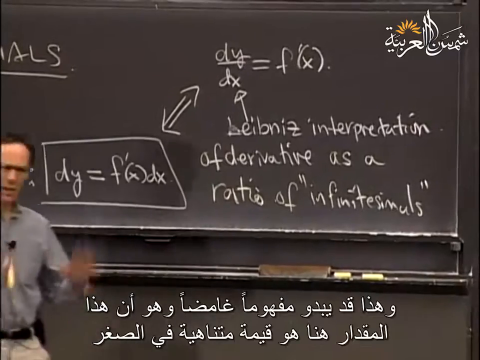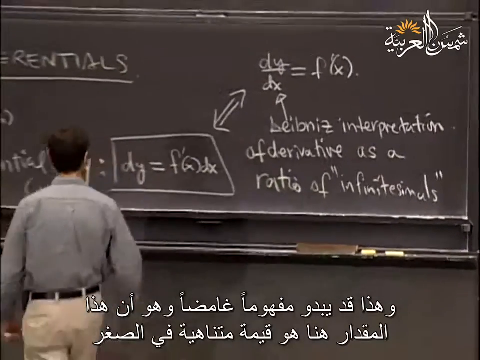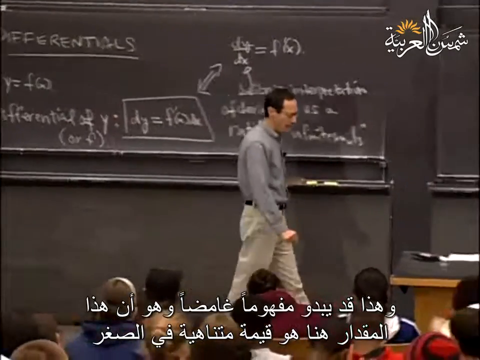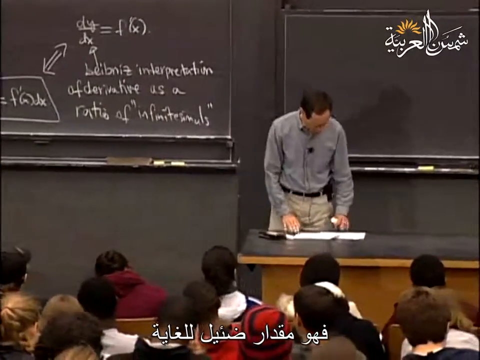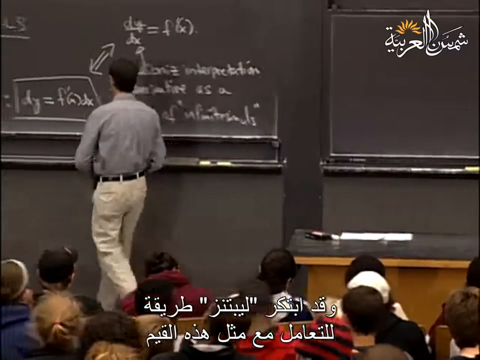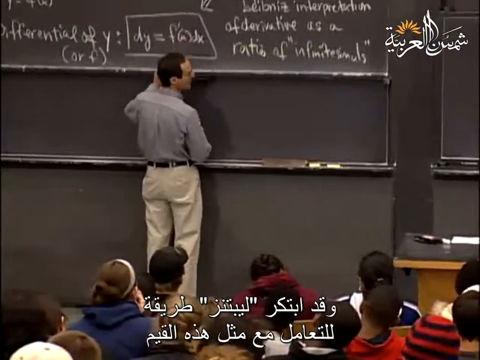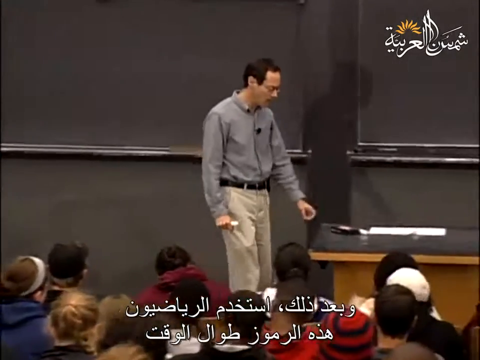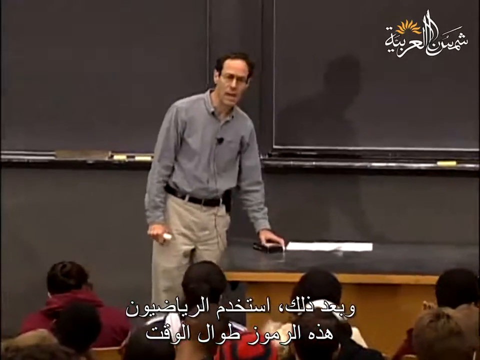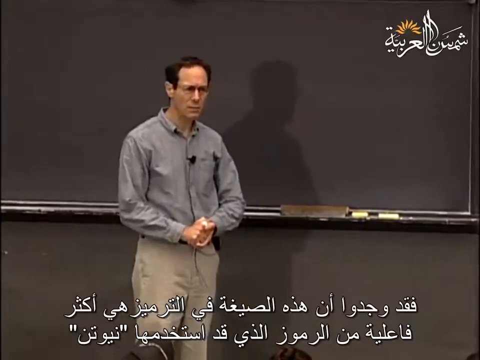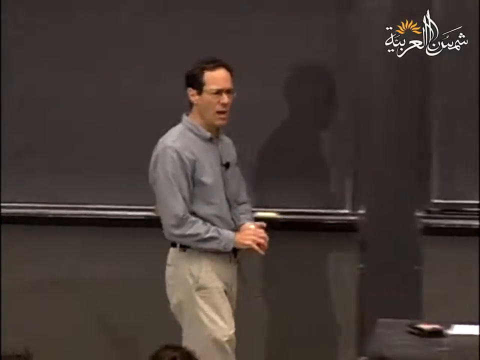Now this is a kind of a vague notion, this little bit here being an infinitesimal. It's sort of like an infinitely small quantity. And Leibniz perfected the idea of dealing with these intuitively, and subsequently mathematicians use them all the time. They're way more effective than the notation that Newton used.